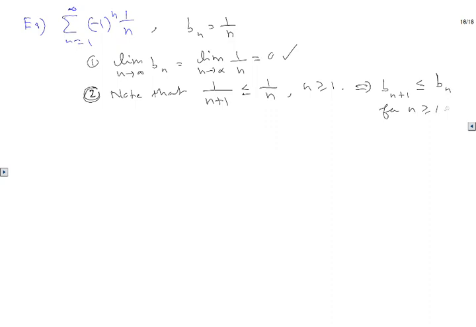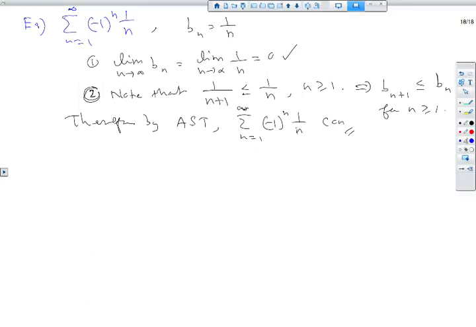So that means bn is decreasing, and therefore by the alternating series test, sigma n going from 1 to infinity, negative 1 to the n, 1 over n converges. It's very simple. That's the whole argument. So let's look at another problem.